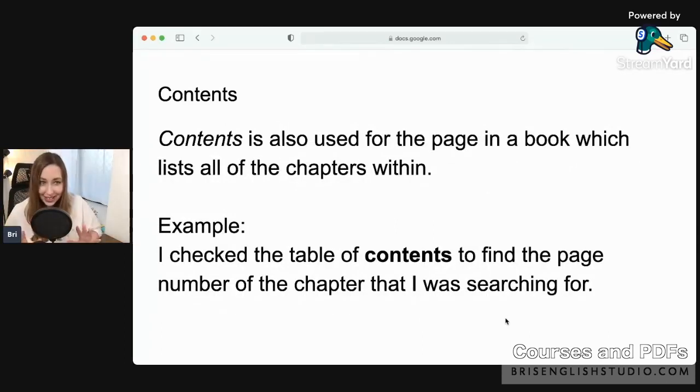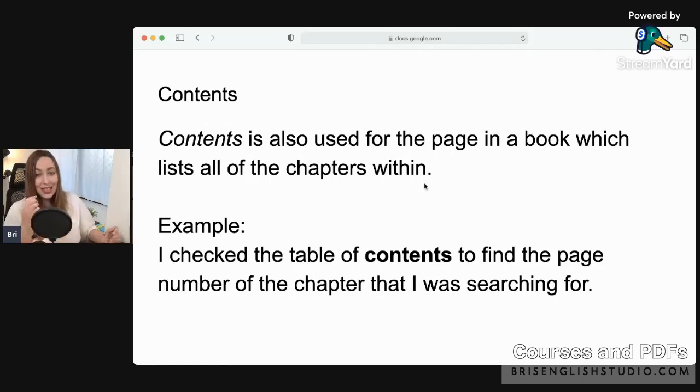Contents with an S is also used for the page in a book which lists all of the chapters within. Normally at the beginning of a book, for example a textbook or a book that has chapters, one of the first pages is going to be the table of contents. Usually we call it the table of contents. Sometimes you can just say the word contents, the contents of the book.